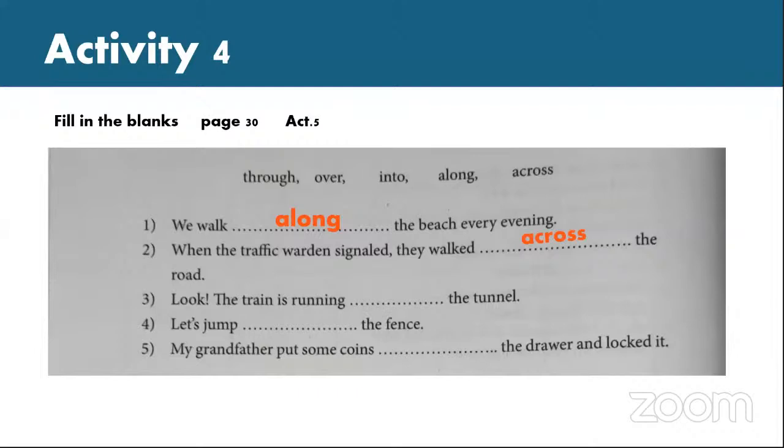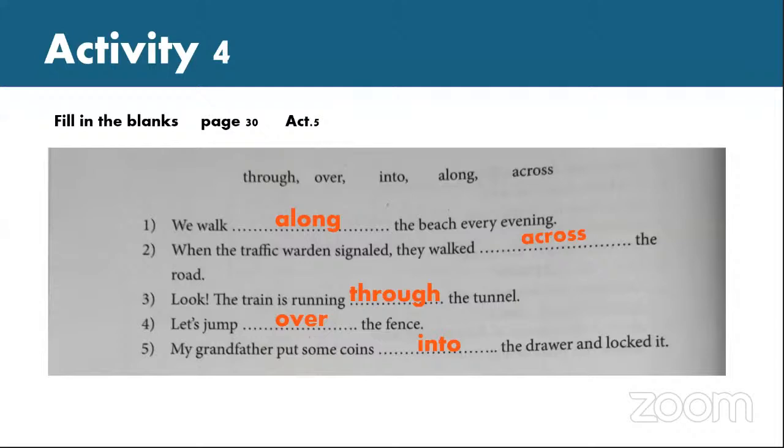Third one, look, the train is running through the tunnel. Write down your answer, third one. It's through the tunnel. Fourth one. Okay, fourth one, let's jump over the fence. Last one, my grandfather put some coins into the drawer and locked it.